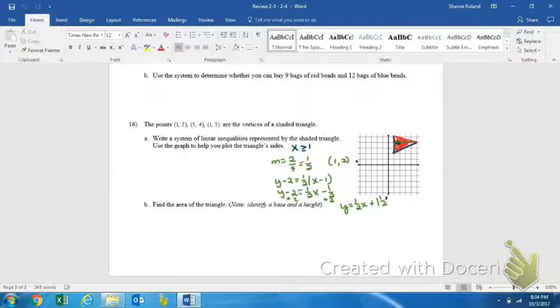Now we're looking at the shade. The shade's above it, so it's also going to be greater than or equal to. So here's the second equation. Here's the first equation. So now we need the last equation, which I'm going to do in orange. And it's going to be harder. That's this equation right here.